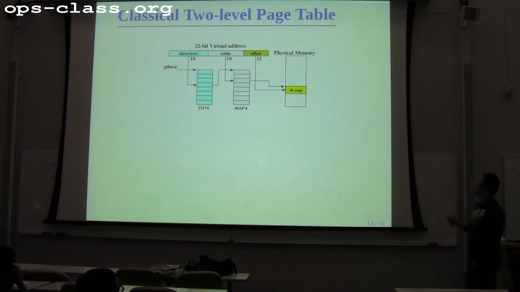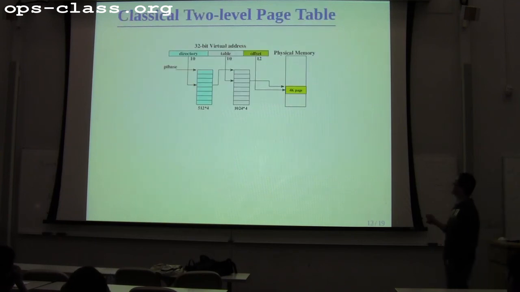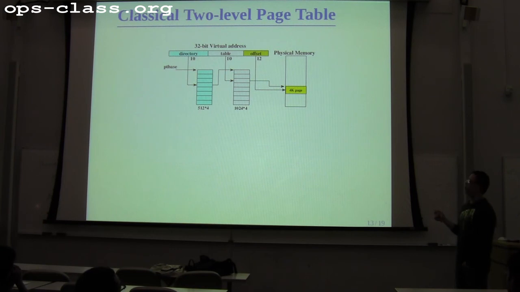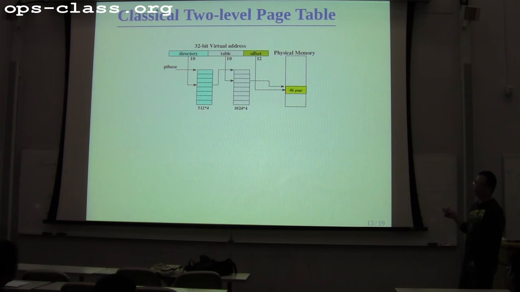The second approach is the classical two-level page tables, right? Jeff may cover this in the lecture. Briefly, we use some of the bits to index a page directory. This page directory points to the second level page table, and we use the second 10 bits to index that page table. We get the base of the 4K page. And finally, we use the offset to get the final physical address, right?